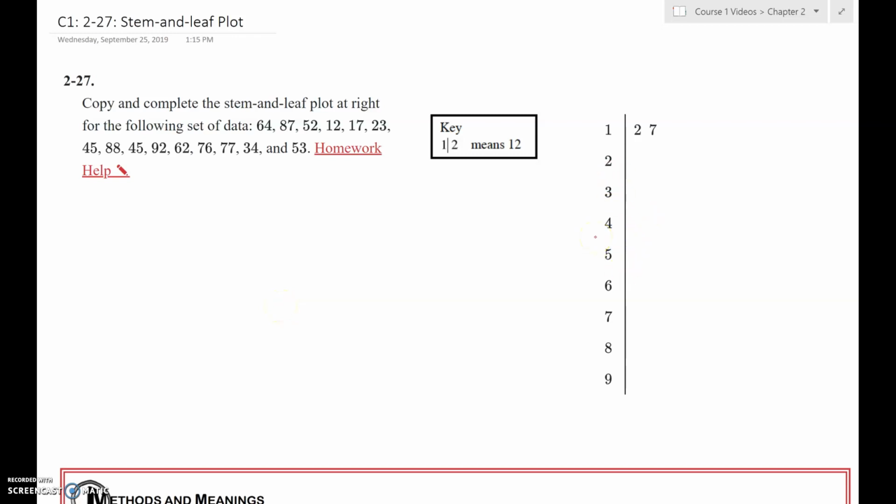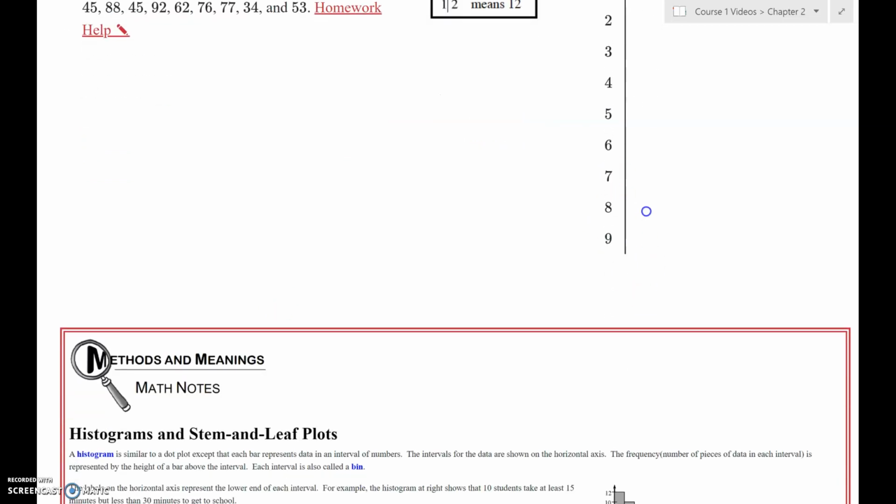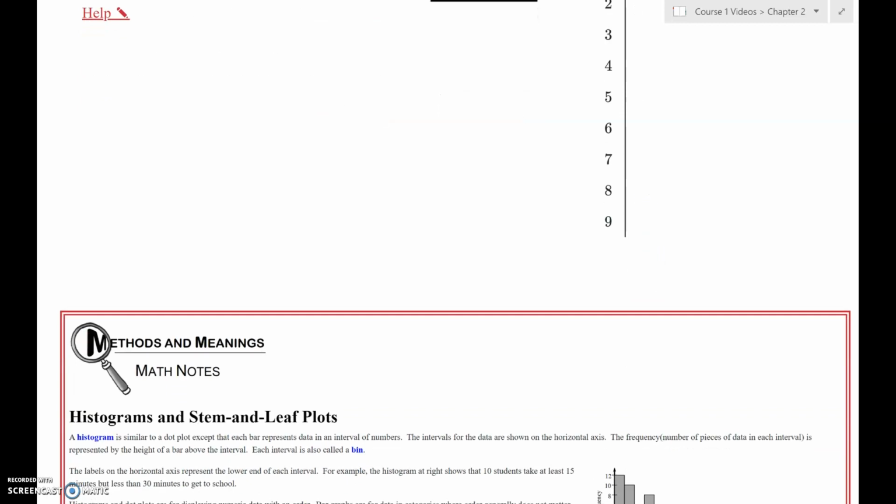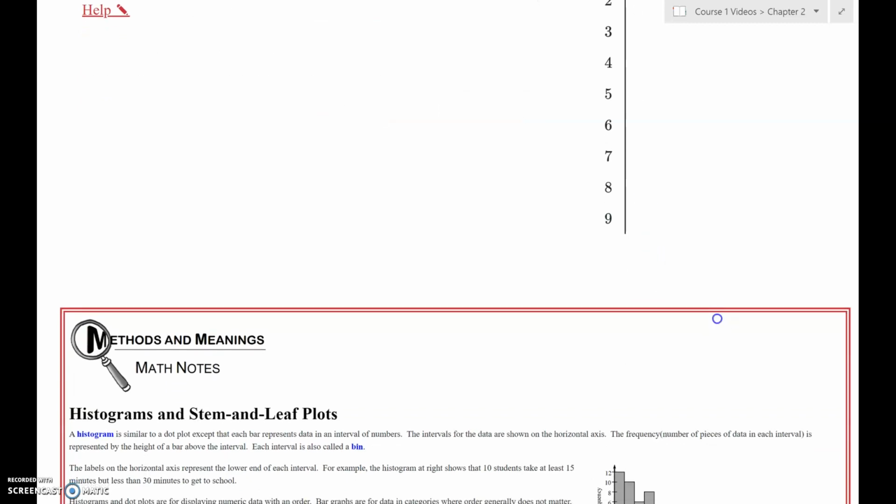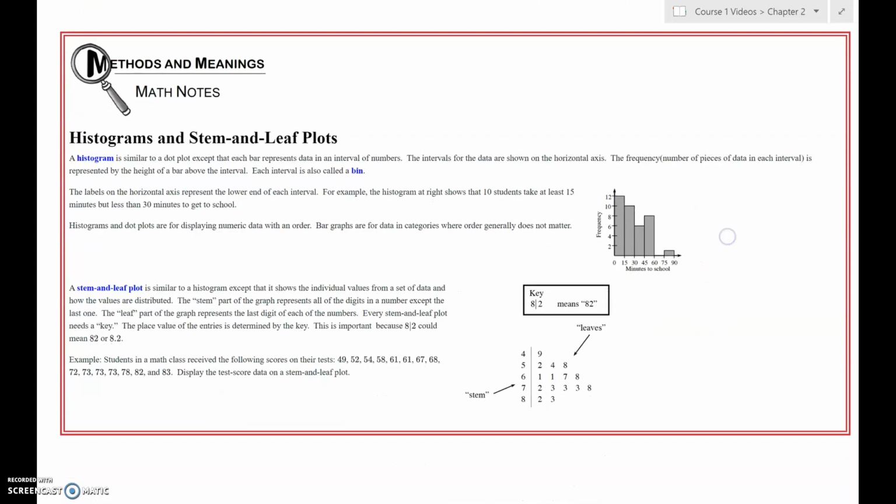We hadn't talked about this yet, but if you look down below, or for you, it would be up above your homework, there are these things called math notes. And here is one about stem and leaf plots. Histograms we've worked with, right? It has the bins, from 0 to 15 minutes, 15 to 30, 30 to 45. So that's a histogram. Another way of displaying data is with a stem and leaf plot.